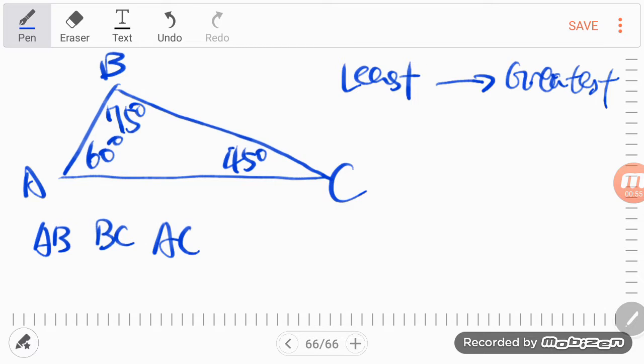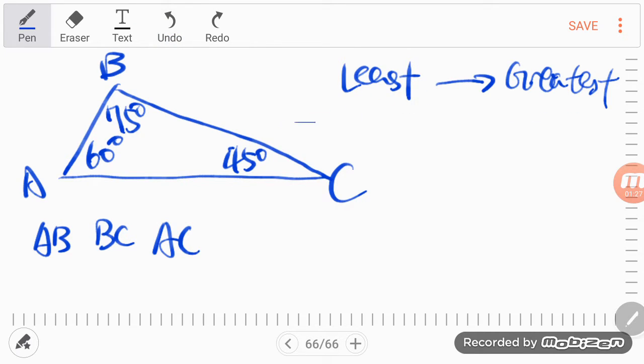Now, they didn't tell us how long each segment is. We have no idea what the length of each segment is. But without knowing that, just by knowing the angles, I can arrange my AB, my BC, and my AC from the shortest to the greatest, okay?